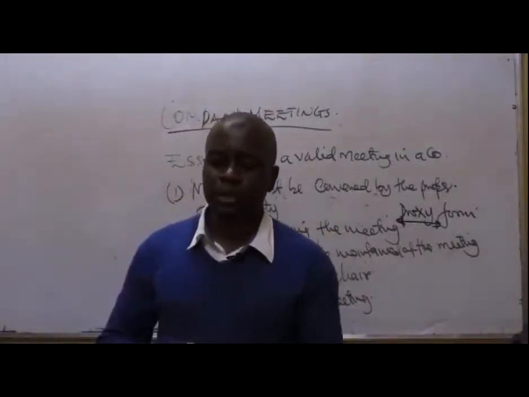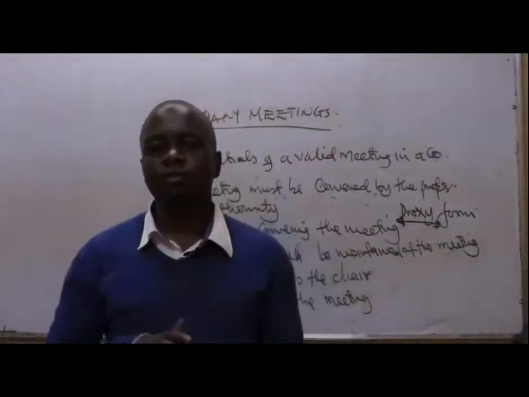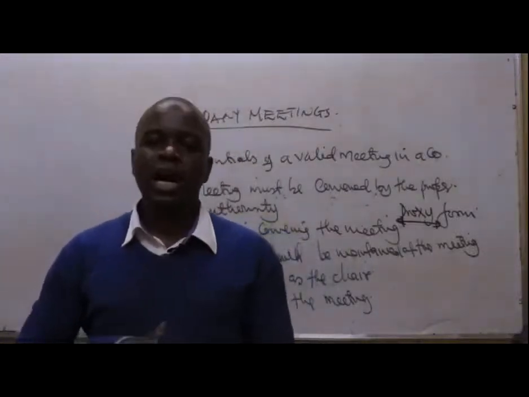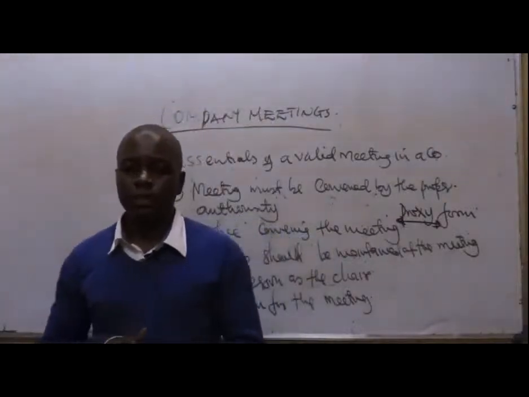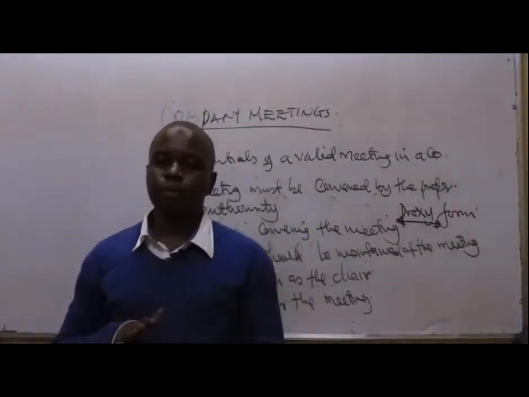So number one, approval of the annual financial statements. Number two, approval of the proposed dividends of the company. Number three, appointment and reappointment of auditors of the company. And then number four, appointment and reappointment of the directors of the company. And then number five, any other agenda that the persons convening that meeting deem fit to be discussed at such a meeting.